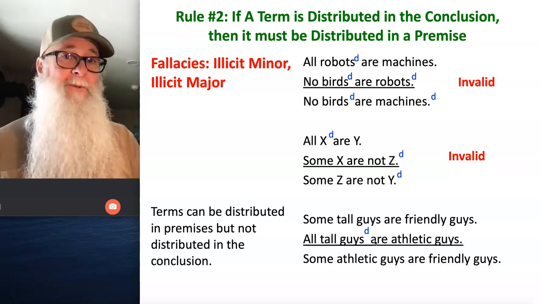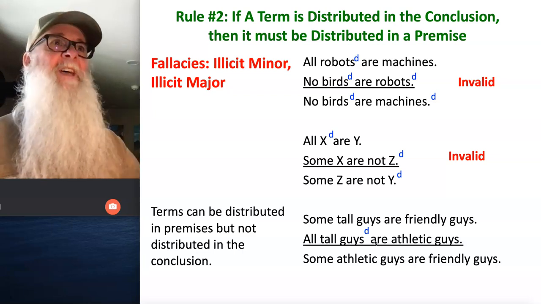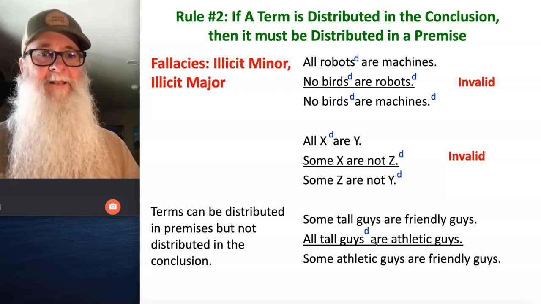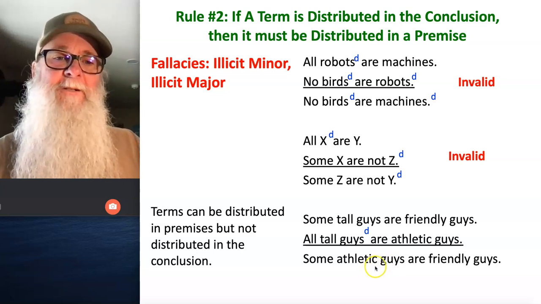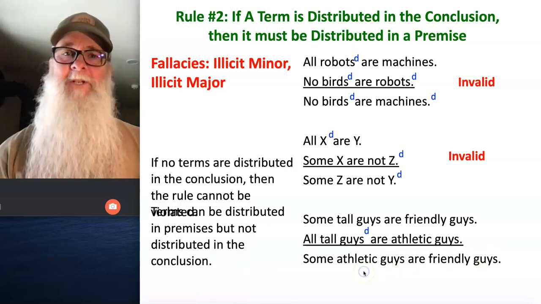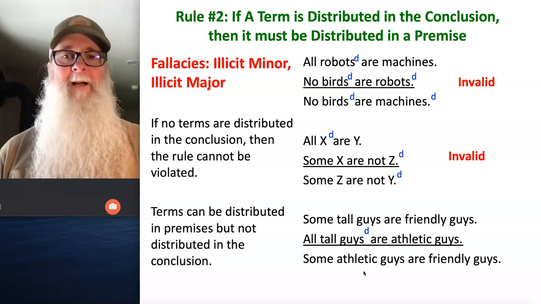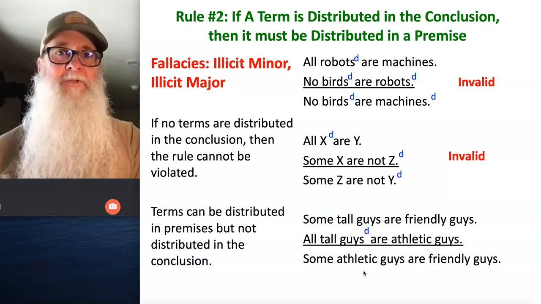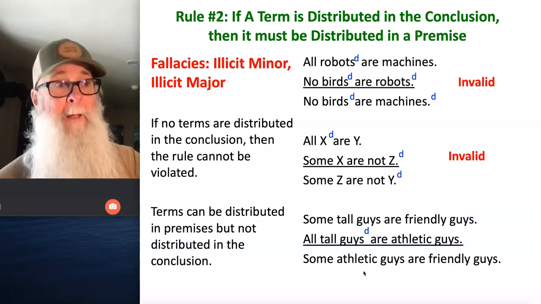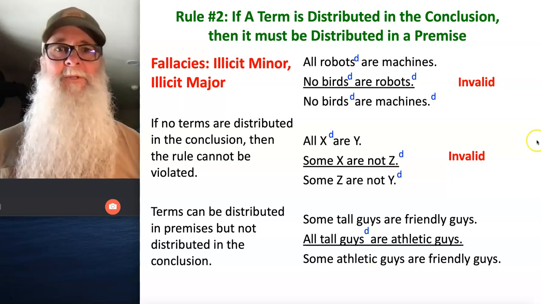Rule number 2 says if there's a term distributed in the conclusion, then it has to be distributed in a premise. But we have an I statement as our conclusion, and there's no distributed terms in an I statement. So when this occurs, the rule doesn't apply. This rule number 2 does not apply if there are no terms distributed in the conclusion statement. So we can just blow right past rule number 2 and move on to rule number 3.